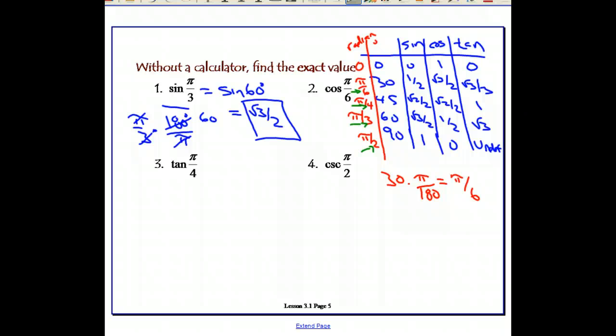So I want the cosine of pi 6. I just look it up. A little sloppy there, but it's the square root of 3 over 2. Done. Tangent of pi fourths, just look it up. Look, right there. 1.